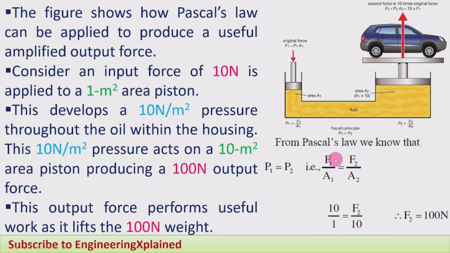According to Pascal's law, P1 equals P2, that is F1 by A1 is equal to F2 by A2. Here F1 is 10 and A1 is 1, F2 we need to calculate, and A2 is 10. Therefore, F2 is equal to 100 Newton. By applying a smaller force, we can get a larger force by the variation of its area.